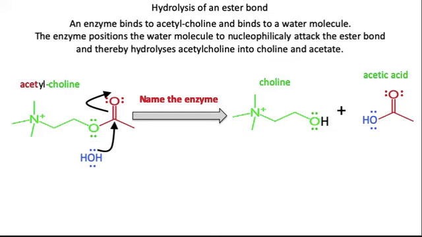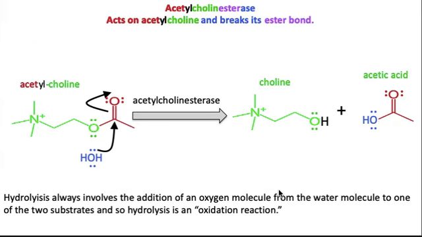So the substrate is acetylcholine. What is the activity? Well, we have an ester bond that is hydrolyzed. And the technical name is acetylcholine esterase. It breaks an ester bond. You're going to find out that acetylcholine esterase is an extremely important enzyme involved in nerve signaling. But as I've already said, the general mechanism which describes how acetylcholinesterase works is much more broadly applicable.